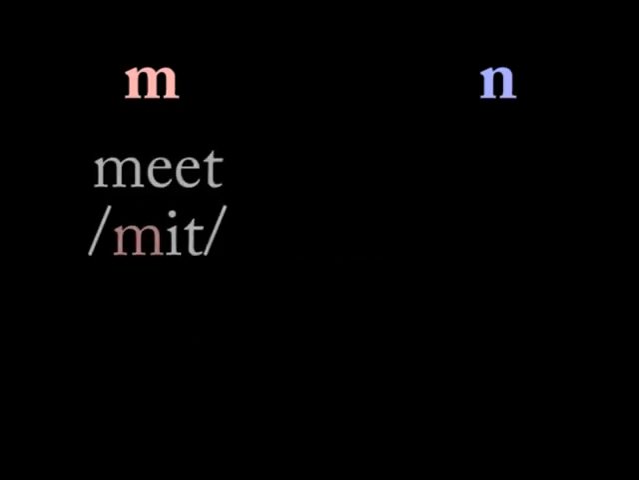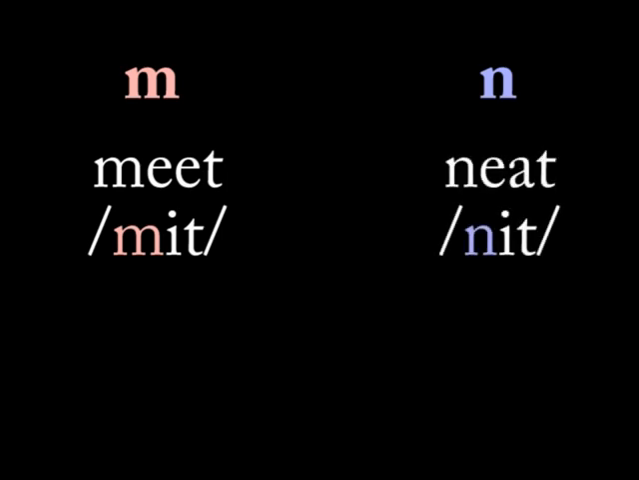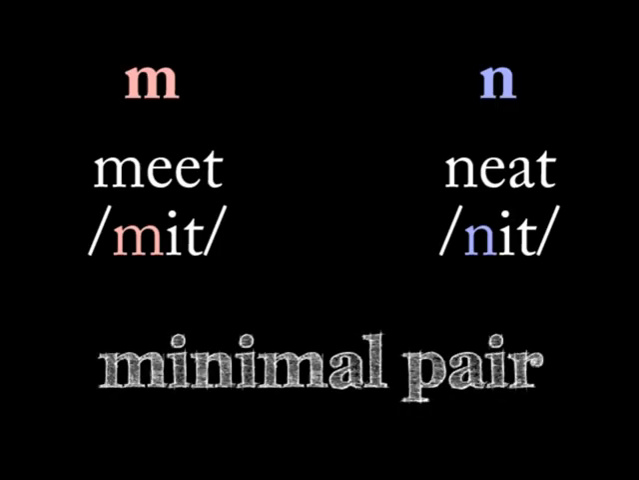Here's the word meat. Switching the M to an N gives us the word neat. This is a minimal pair. The two words differ minimally by one sound only. But what's the point of this?